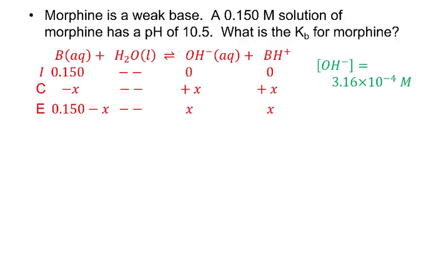All right, so here's our ICE table again, just written a little bit neater. We've got the hydroxide ion concentration that we found last time, right? And the hydroxide ion concentration is going to be X in this case. So I know that this is 3.16 times 10 to the minus 4. The BH+ is also X, so that's going to be 3.16 times 10 to the minus 4. The equilibrium concentration of the morphine is going to be 0.150 minus X. And to those three significant figures, it's actually not going to change. So I get 0.150 again.